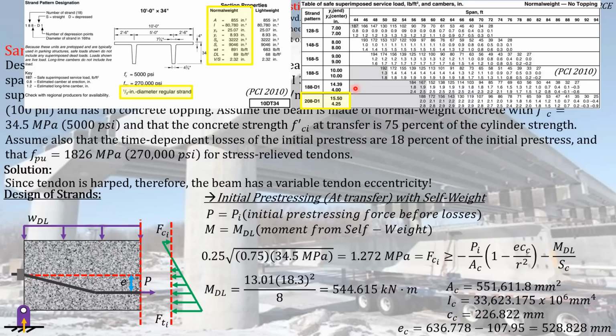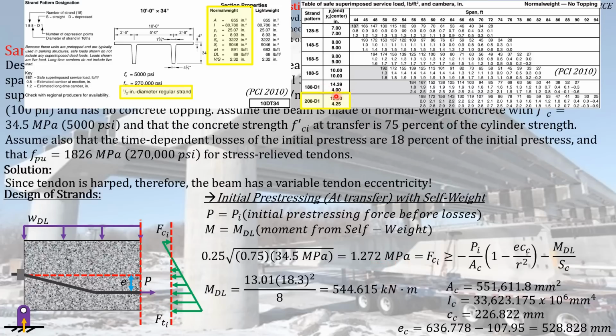And using these distances specified here on the assumed strand pattern, again, the strand pattern that we are using now is just assumed, we will just check if this will satisfy the governing equations that limit the stress on the extreme pre-compressed fiber, which is a tensile stress, to 1.272 megapascal.